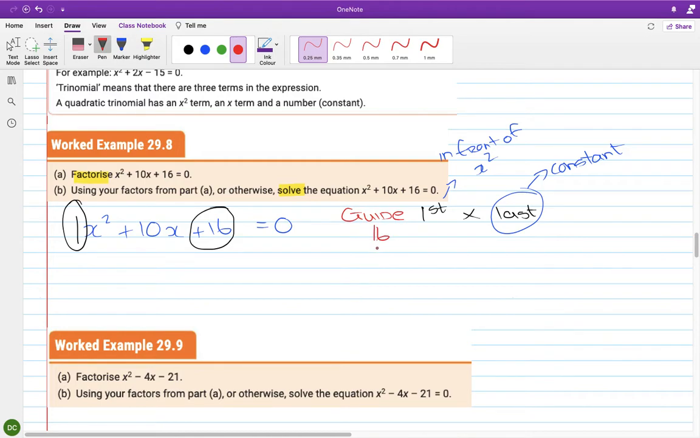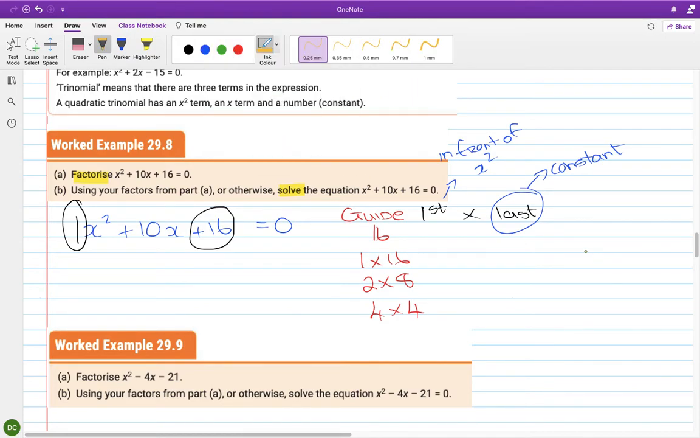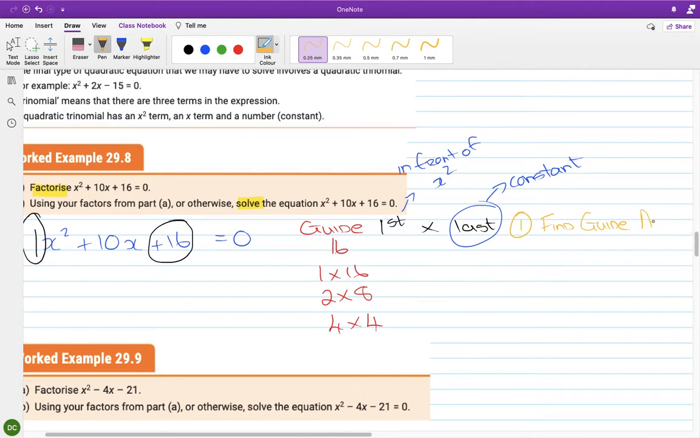Now we're going to do the factors of 16. So 1 by 16, 2 by 8, and 4 by 4. Okay? So I'm going to do it in a different colour. Your first step is here to find the guide number. Okay, and I've told you there how to do it.